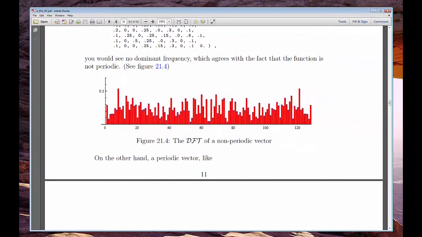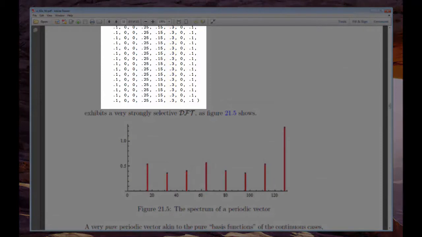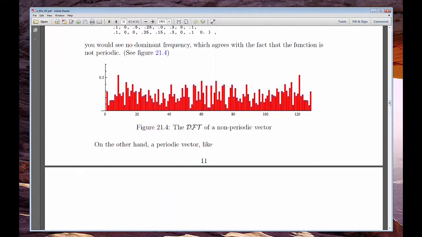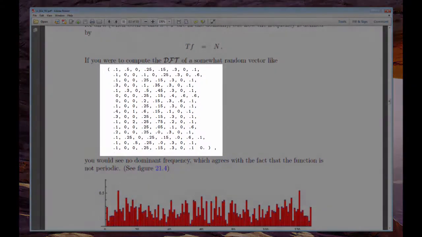But for us, the real gold is this. By graphing the spectrum vector, we can often glean whether or not there's a hidden pattern, some frequency that dominates the function, implying a kind of repetition. I hope this flips on a little LED in your head. It suggests periodicity in our original function. On the other hand, if no such dominant frequency shows up in the spectrum, the function probably has no periodicity.